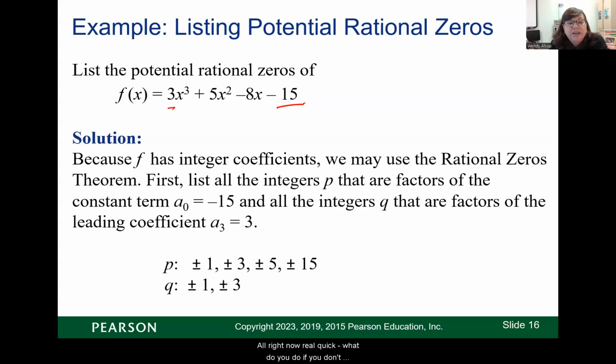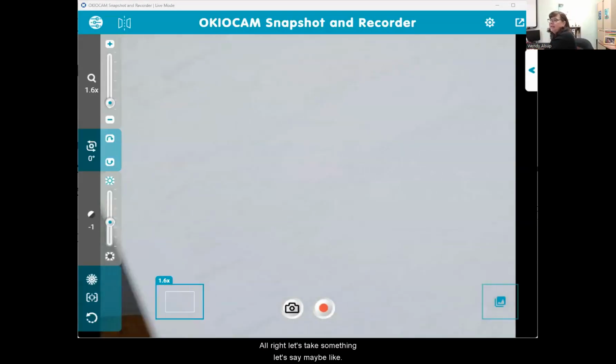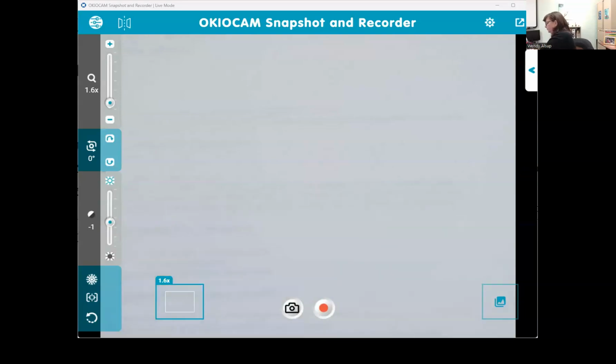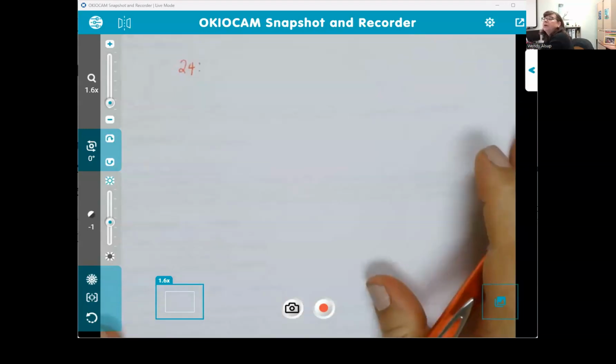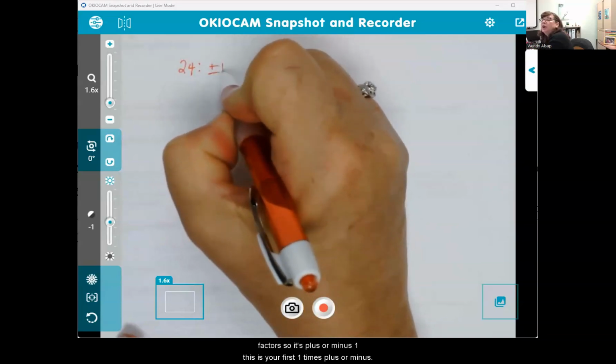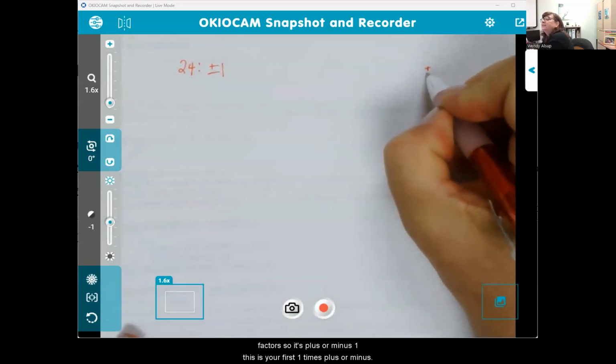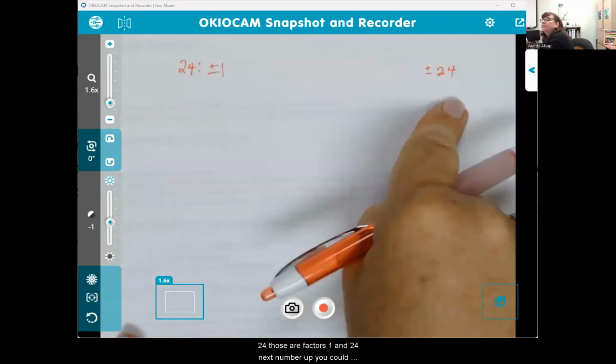Now, real quick aside, what do you do if you don't remember how to get factors? I'll show you the way I used to get factors when I was younger. Factors of a big number. Let's take something, let's say maybe like 24. Let's get all the factors of 24. Now we're going to take positive and negative factors. So it's plus or minus 1 times plus or minus 24. Those are factors, 1 and 24.